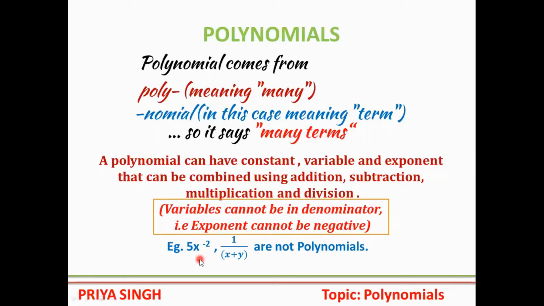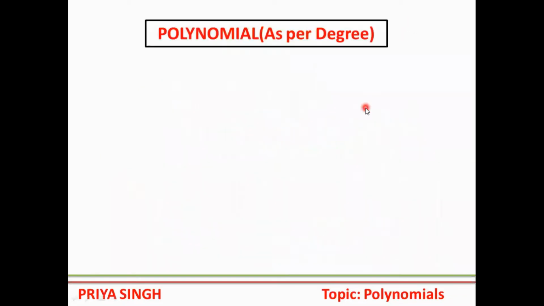Here, x plus y is in denominator. If I take this denominator in the numerator, the power will become minus. So, variables cannot be the denominator and exponent cannot be negative. If it is present, then they are not polynomials. Now let us go and understand the different types of polynomial as per the degree.